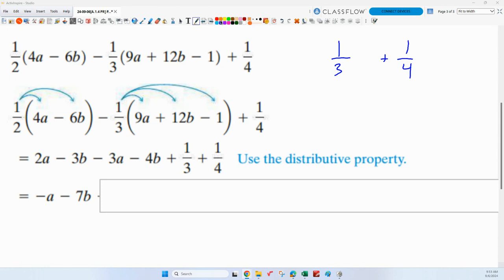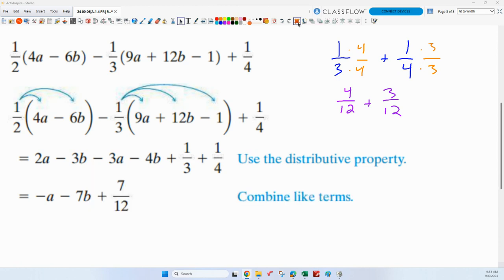Okay, so how about the second one? Good, top and bottom. And what's that going to give me then? I'm going to get 4/12 plus 3/12, which is, what do you know?